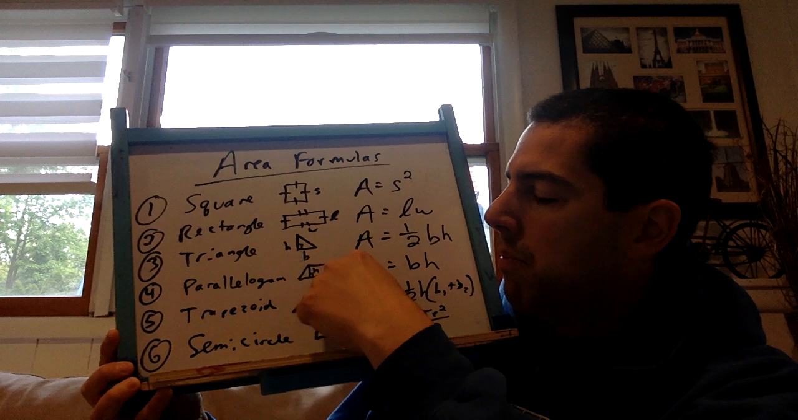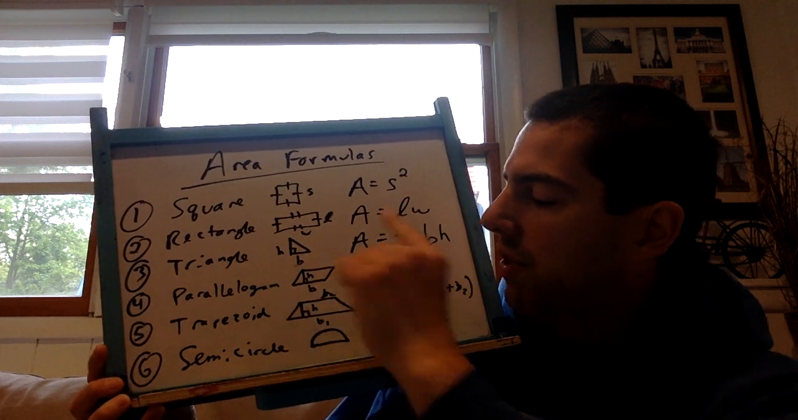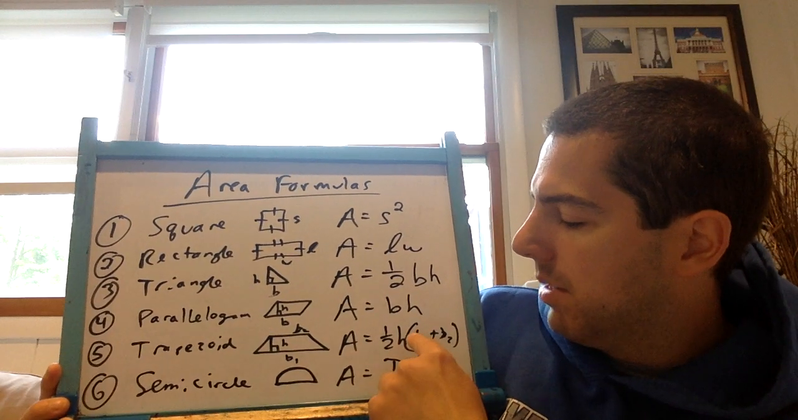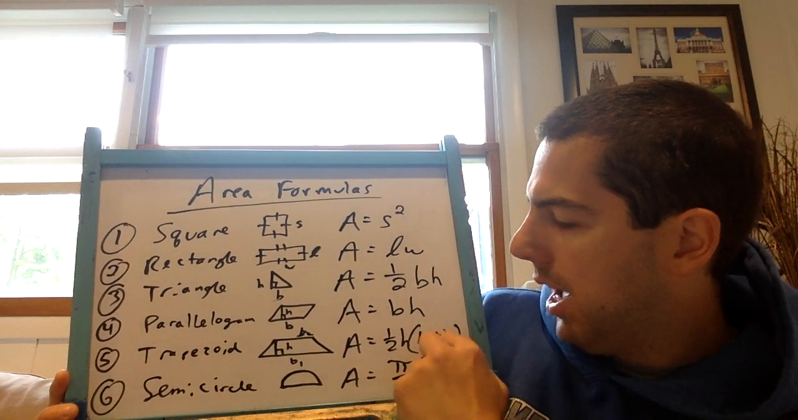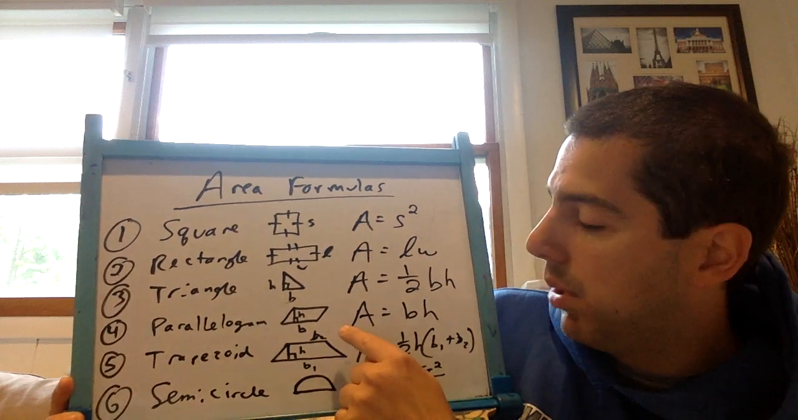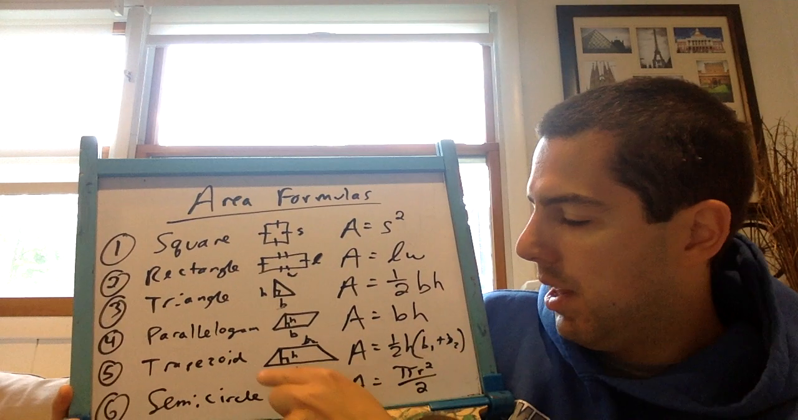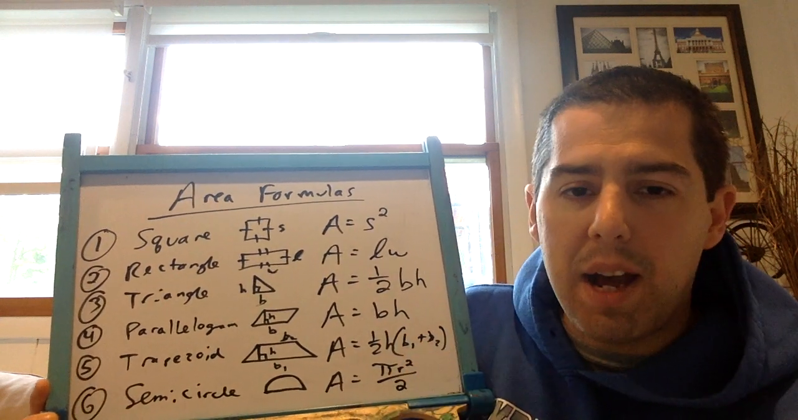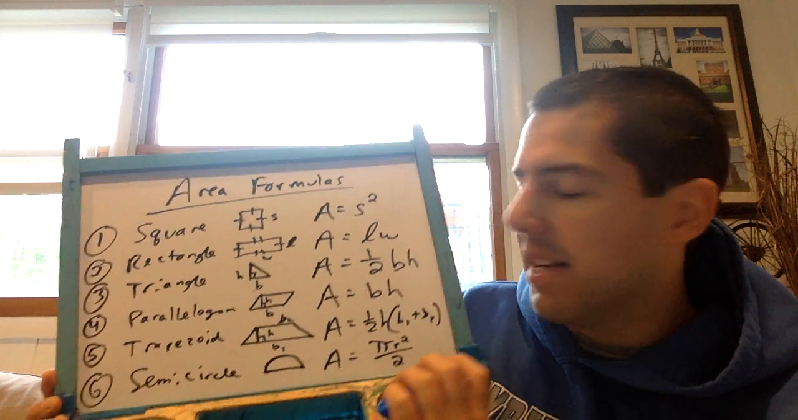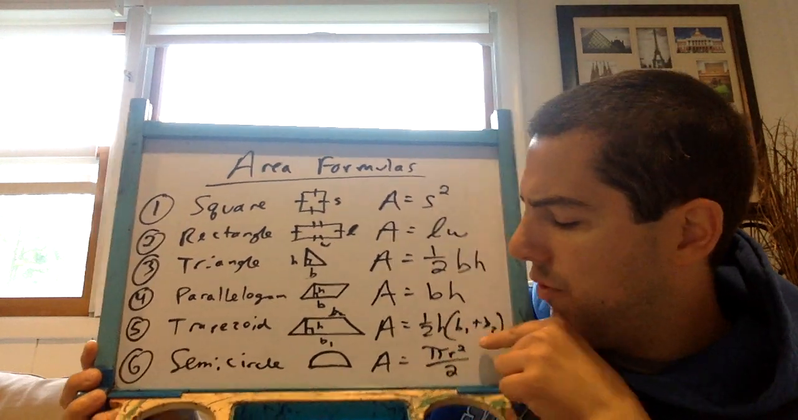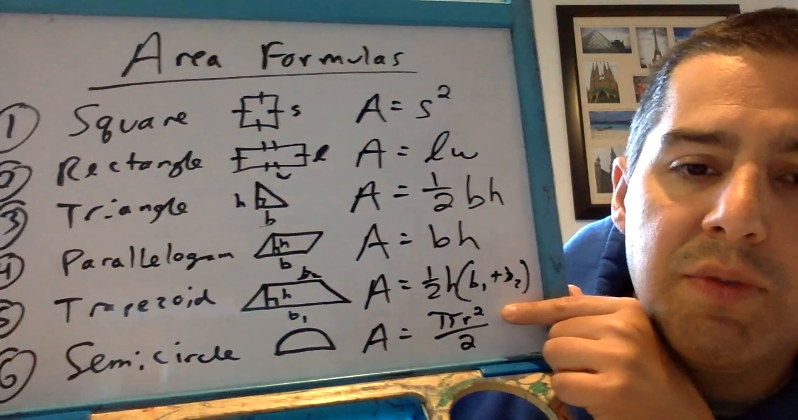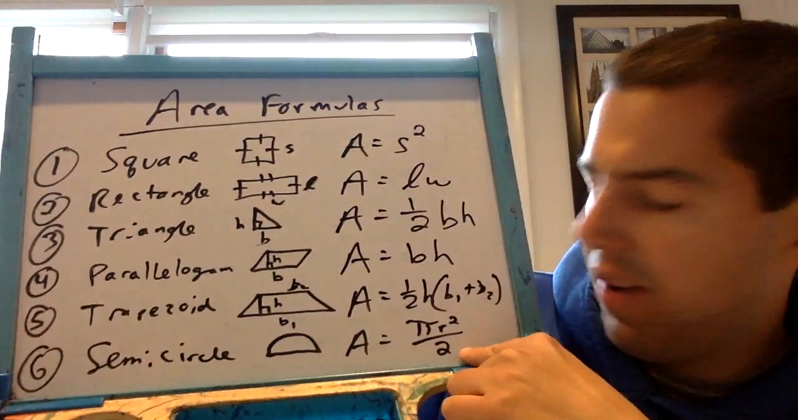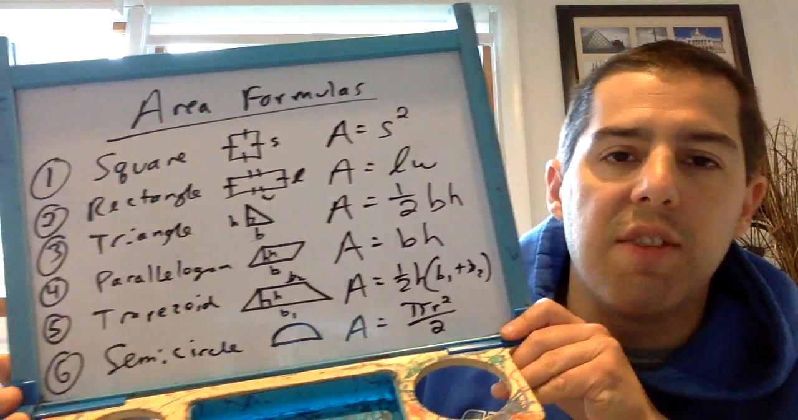Parallelogram, again, is base times height. You're looking for that 90-degree angle. A trapezoid, 1/2 multiplied by the height multiplied by base 1 plus base 2. So you add up the length of the bottom and the length of the top, and you multiply that by 1/2 of the height. And then a semicircle is just the same formula for area of a circle, only since it's half the size of a circle, you divide by 2 at the end, because that'll give you half.